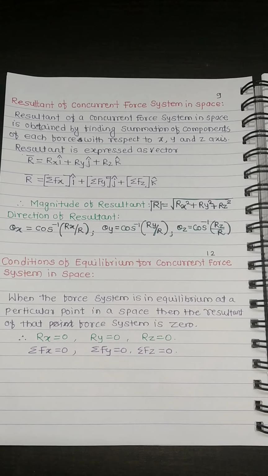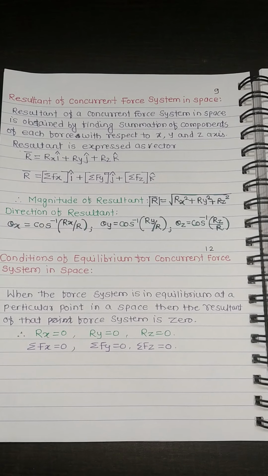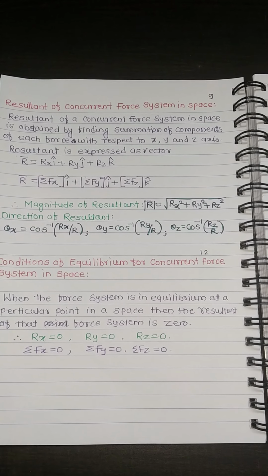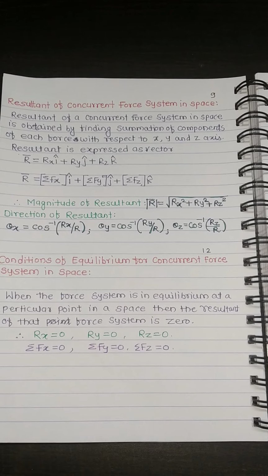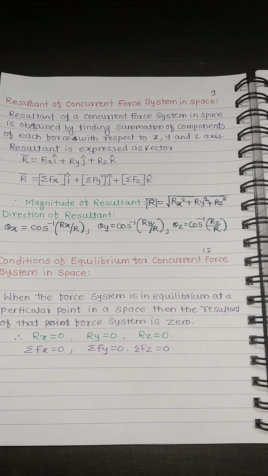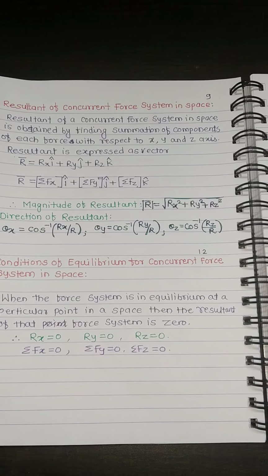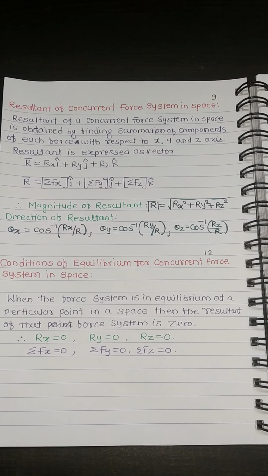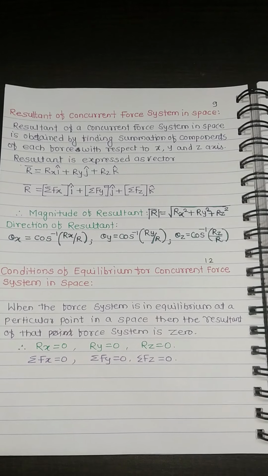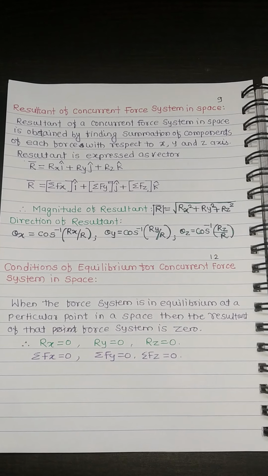The resultant is expressed as a vector. R bar is equal to Rx i cap plus Ry j cap plus Rz k cap. R bar is equal to summation Fx into i cap plus summation Fy into j cap plus summation Fz into k cap. The magnitude of the resultant force is expressed as under root of Rx square plus Ry square plus Rz square. It means under root of summation Fx square plus summation Fy square plus summation Fz square.